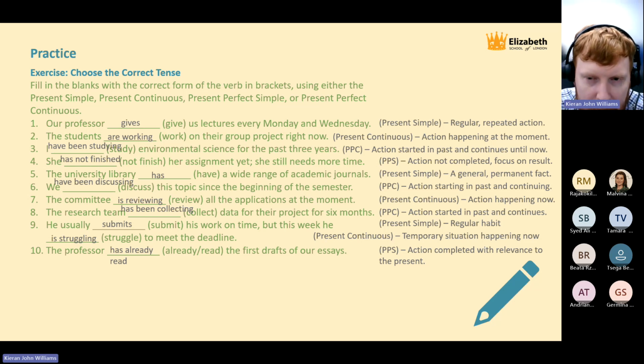It mentions every Monday and Wednesday. So this is something that is a routine. So which one do we use for routines? Present simple. Okay, very good. So Malvina, what is it then, the answer here?